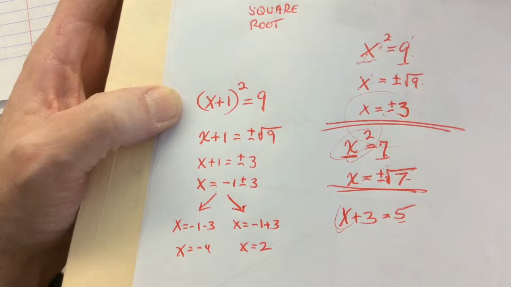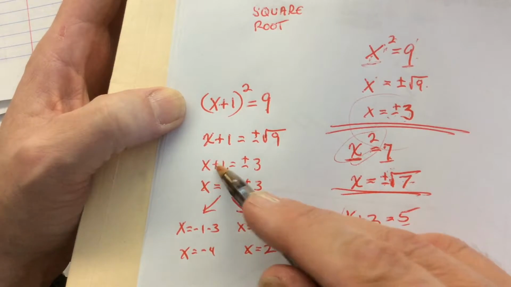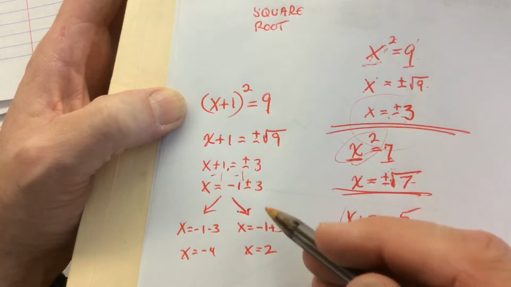What's that? I subtracted 1 from both sides. If I subtract 1 here, and I subtract 1 over here.